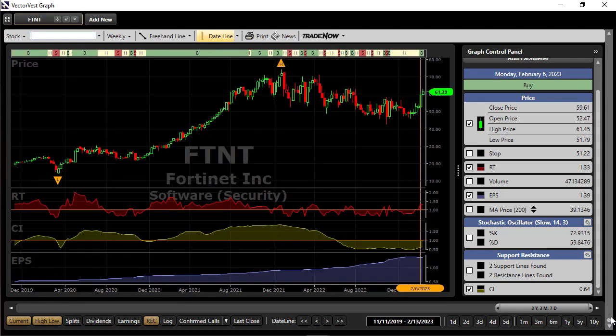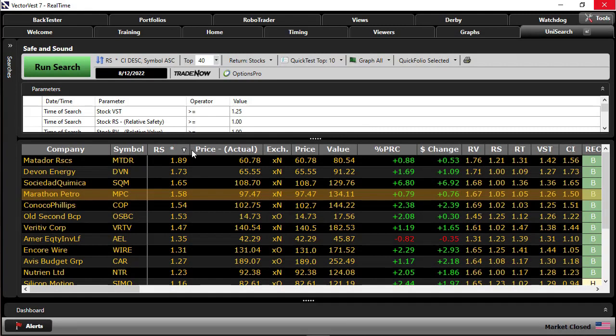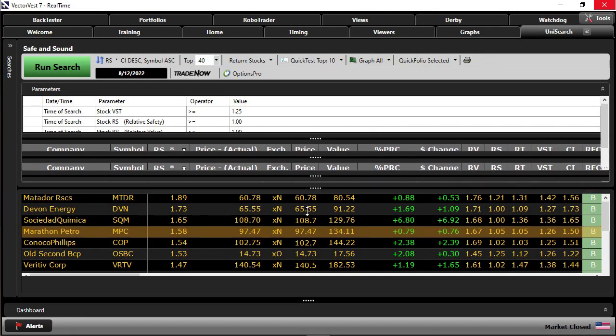So it's a nice little scan, guys. Here's FTNT. Clearly the trend has changed. If you just look at a trend line here, connecting the lower highs, clearly the trend has changed. The stock rating has gone from a hold to a buy, and the relative timing indicator has also gone from below one to above one. Now, this is not a high CI stock, but the CI is moving in the right direction. Maybe you do wait for it to cross above one. But a nice little scan there, guys. Again, this is not the holy grail of scans.